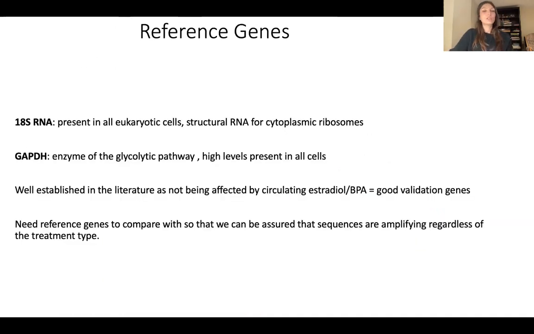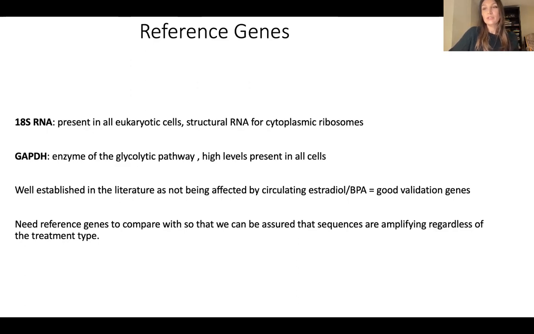So I'll just talk about the molecular component of the project. So looking at the glucocorticoid receptor gene expression levels. So I had 2 reference genes used in my quantitative polymerase chain reactions. So I had 18S rRNA, which is present in all eukaryotic cells. It's the structural RNA for cytoplasmic ribosomes.